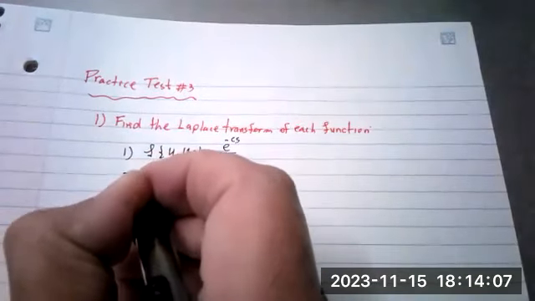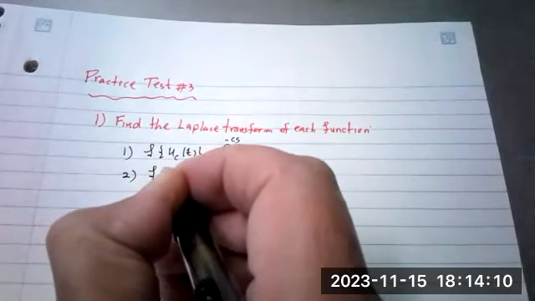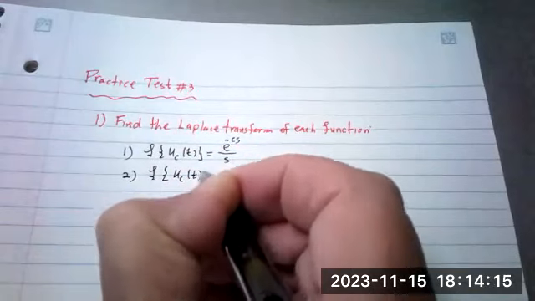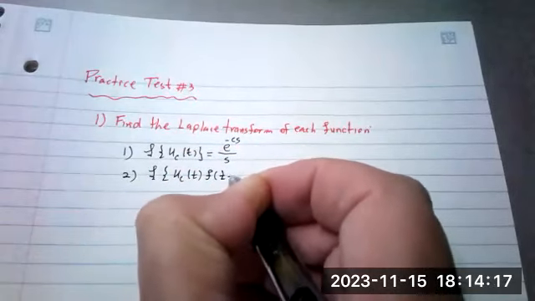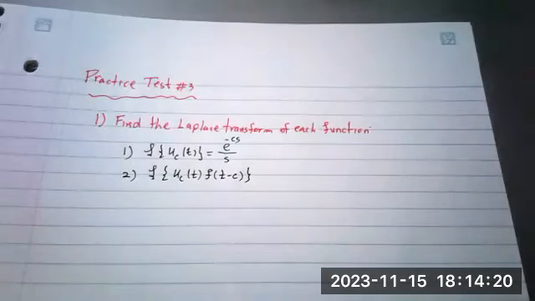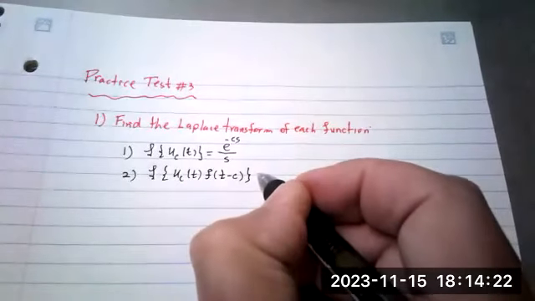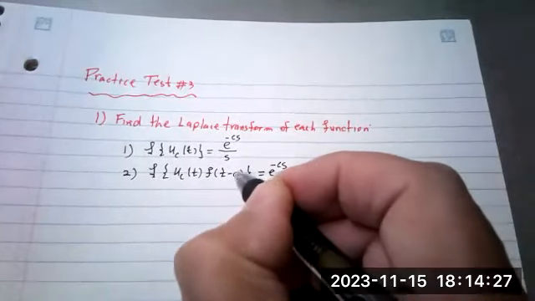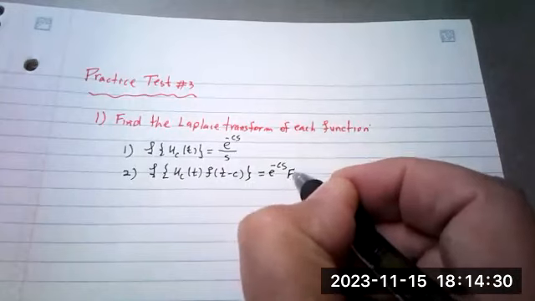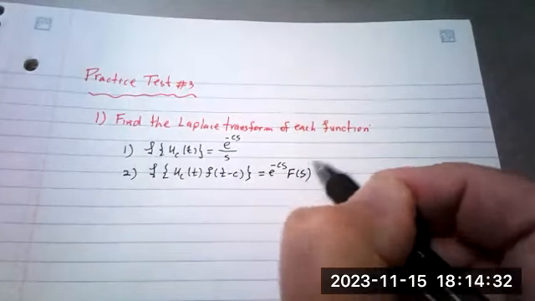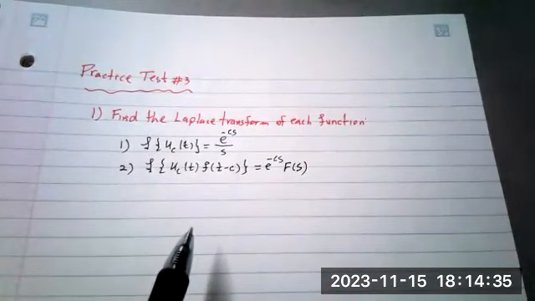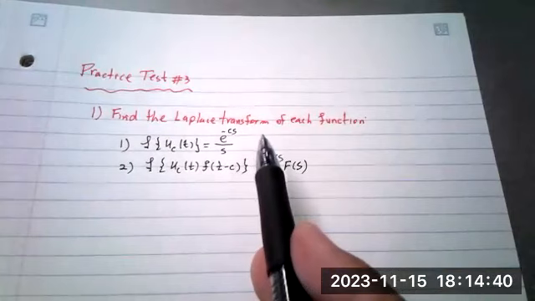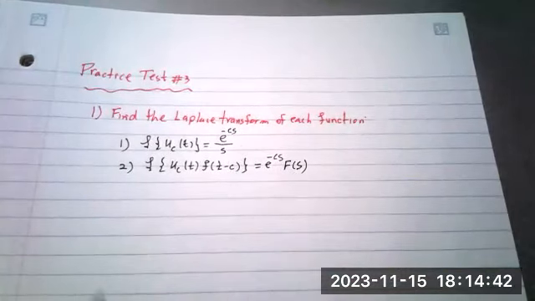Two translation theorems. One of them is Laplace of u_c(t) times f(t minus c). Remember, if you change the t into t minus c, the result will be e to the negative cs times F(s). So as soon as we see that u_c(t), we're going to get e to the negative cs, not e to the negative cs divided by s. Okay, that's the second one.